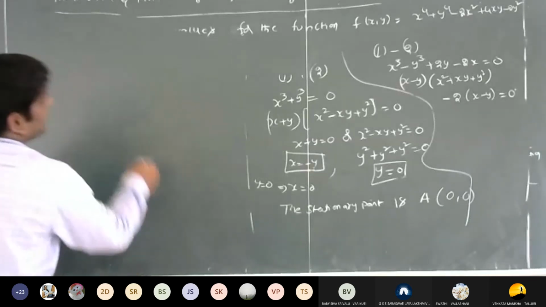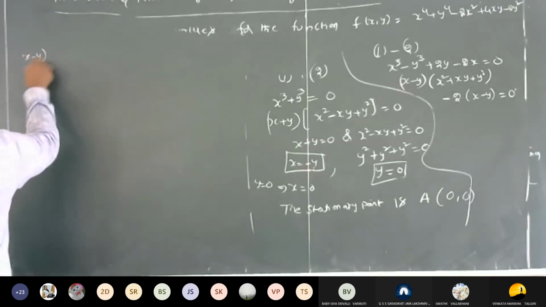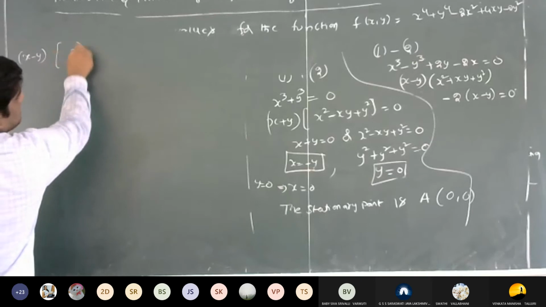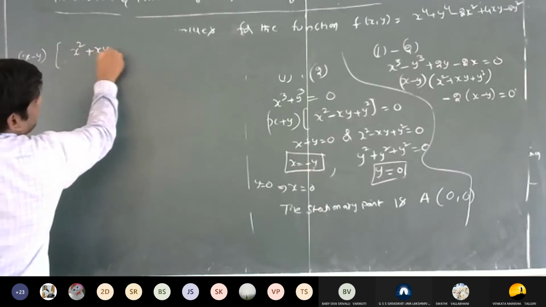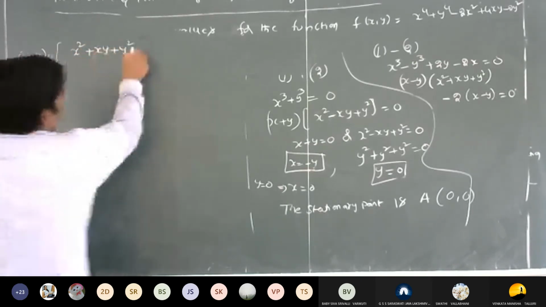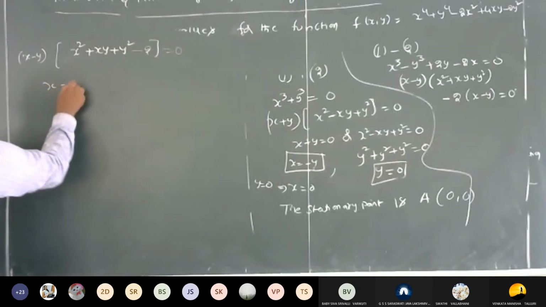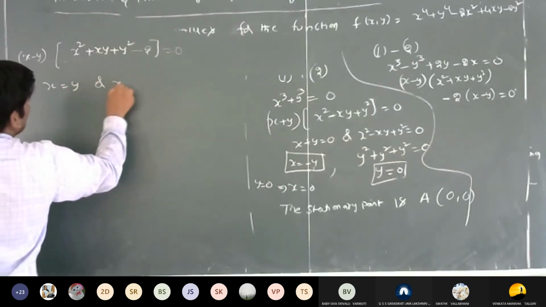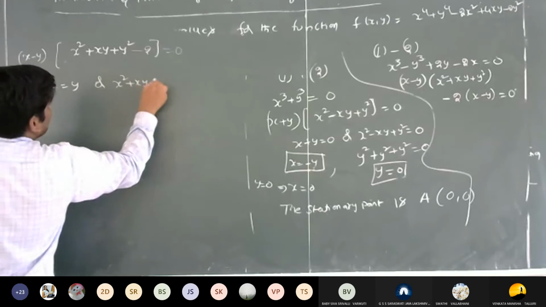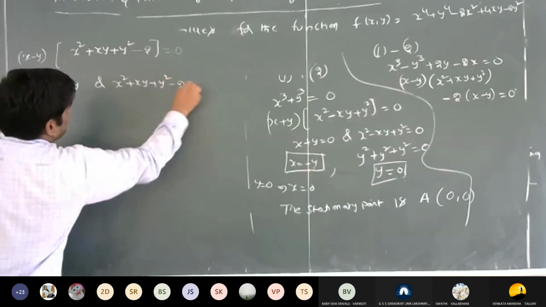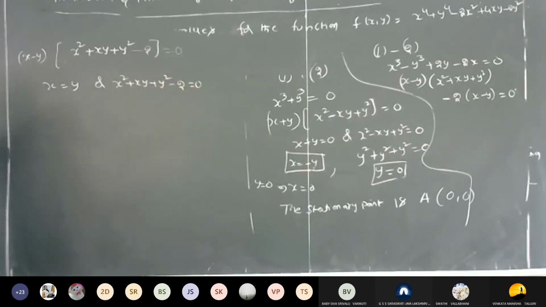So therefore x minus y is common. So it becomes x square plus xy plus y square minus 2 equal to 0. So that is, x is equal to y or x square plus xy plus y square minus 2 is equal to 0.